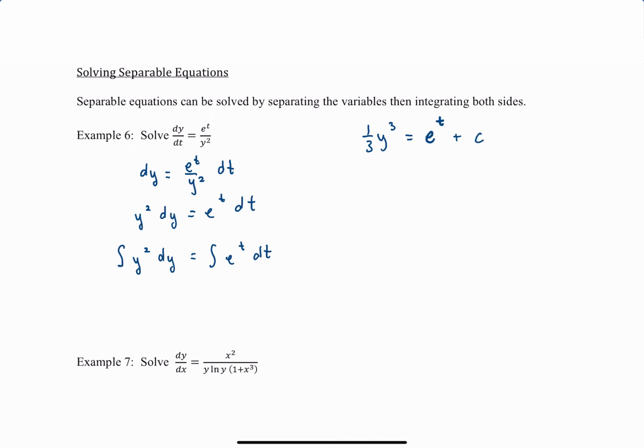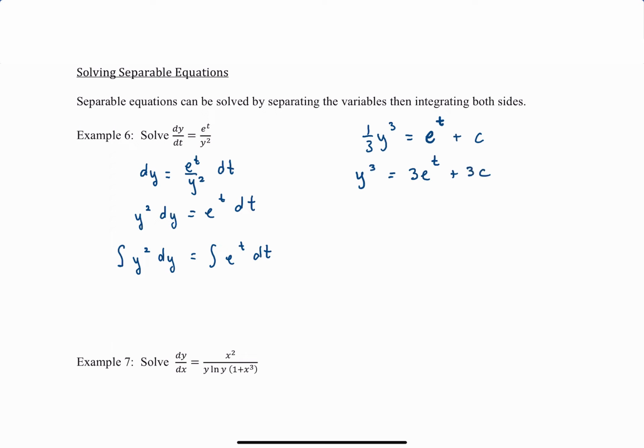Don't put the plus c on both sides. They would just be combined anyway into one, so just put a plus c on the right-hand side. Now we do want to solve for y, so let's multiply both sides by 3. That'll give 3e to the t plus 3c.